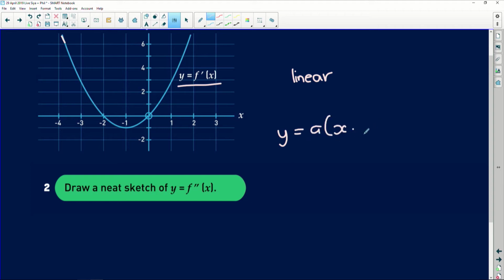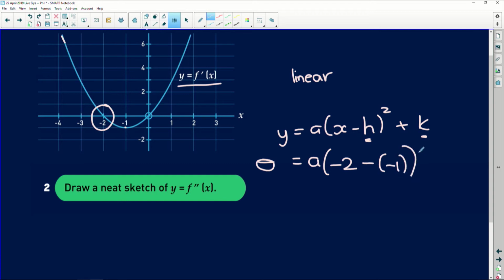Remember, that is given to us by y equals a times (x minus h) squared plus k, where these are the coordinates of the turning point. So to find the equation of our parabola, we simply substitute in some values. I'm going to choose the point (-2, 0). So the y value is 0, the x value is -2, the turning point was given to us as -1, so (x plus 1) squared, and the y value of the turning point is also -1.